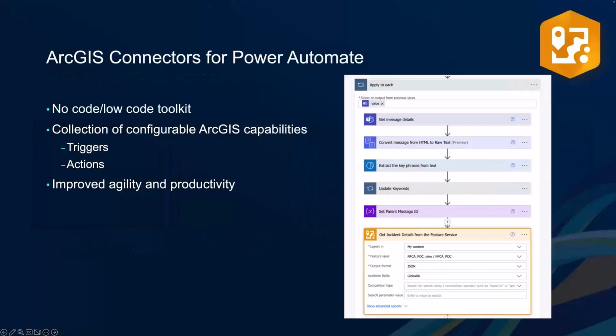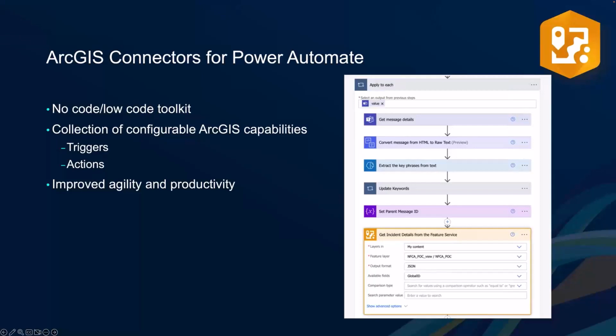So let's talk a little bit more about the ArcGIS connectors for Power Automate. So we're viewing this as the no-code, low-code toolkit. It's a configurable SDK against ArcGIS capabilities. It's a collection of those configurable ArcGIS capabilities to include ways to initiate a workflow, as well as ways to add spatial functions into the workflow itself.